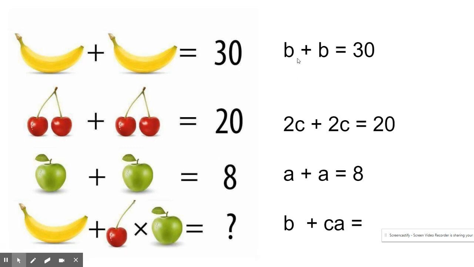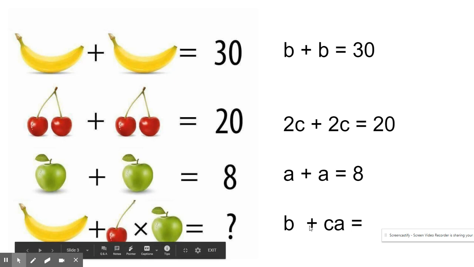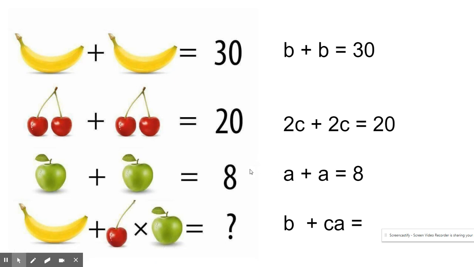Okay, you're back. I'll tell you that b plus b equals 30. Therefore, I know 2b equals 30, b must be 15. 2c plus 2c, which would be 4c, equals 20. So 1c must be 5. A plus a equals 8, so an a is 4. We come down here, plug it in. 15 plus 5 times 4. When the letters are next to each other, that means multiply. 5 times 4 is 20, plus 15 is 35. Make sure you use order of operations, so we multiply before we add.